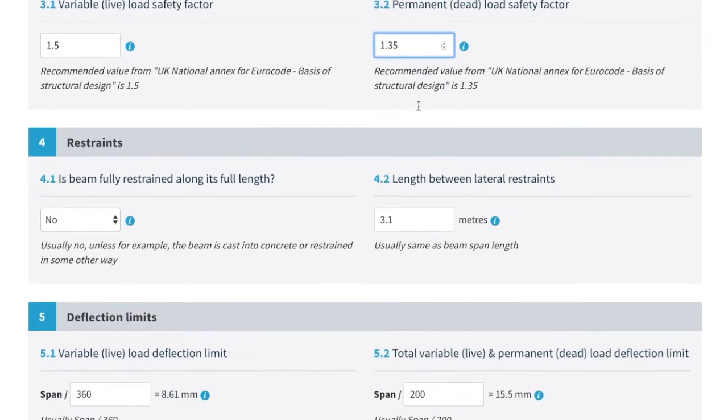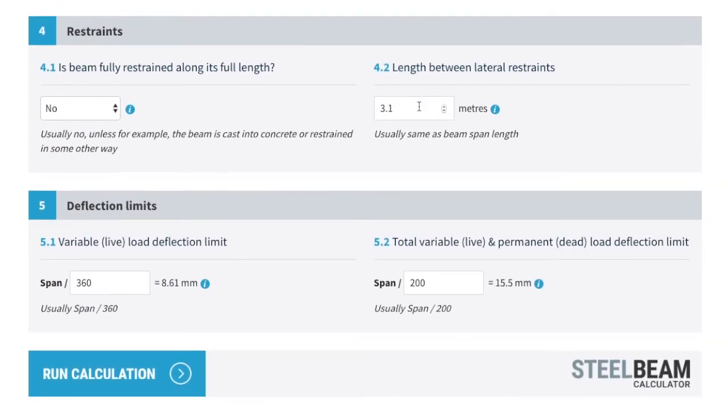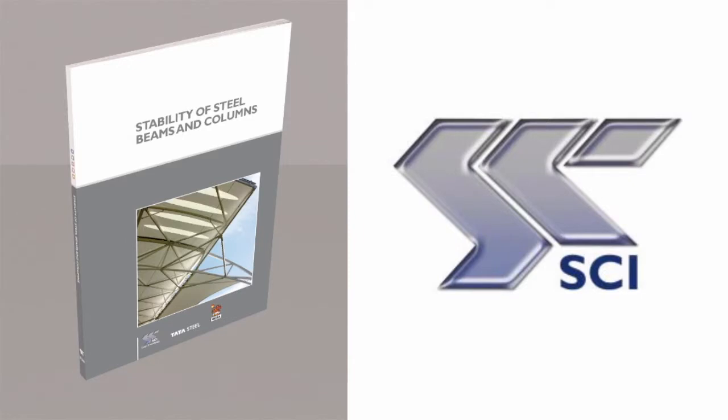The fourth section of the calculator is about how your beam will be restrained. You need to know if the beam is going to be fully restrained along its length. Usually the answer is no. It is only classed as fully restrained if it meets the requirements in the SCI publication P360, for example, if the beam is cast into a concrete floor.